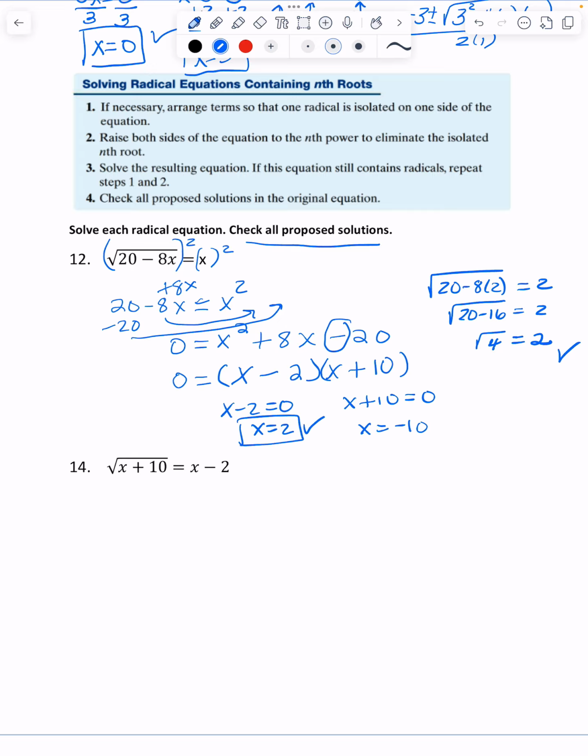When I go to plug in negative 10, though, to check this answer, I'm plugging it into the original equation. I get the square root of 20 minus 8 times negative 10 equals x, and again, we're setting x equal to negative 10 in this problem to check it. I can't take a square root and get a negative number. So while you're checking these, if you have a negative number set equal to your square root, that is not possible. So I'm going to have to throw negative 10 away. That is not a good answer. The only answer to this problem is x equals 2.